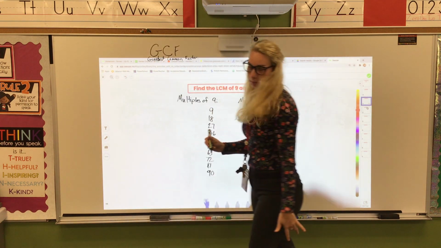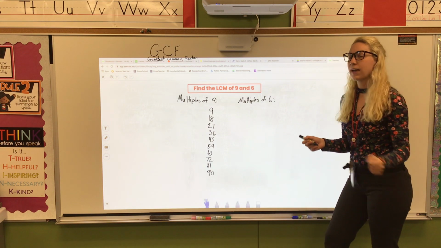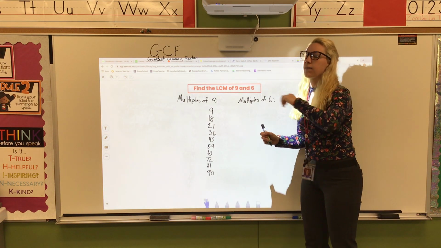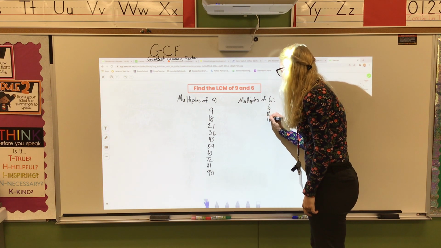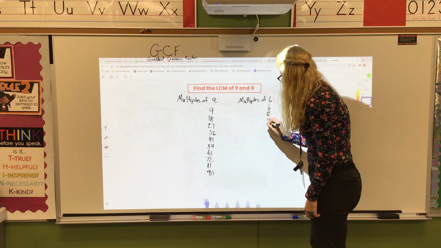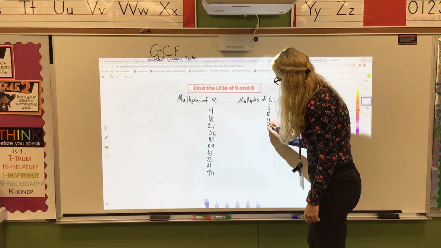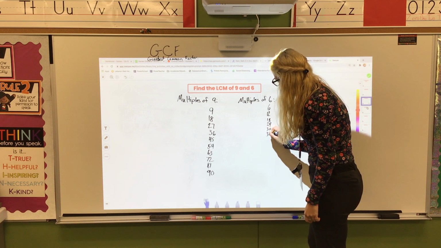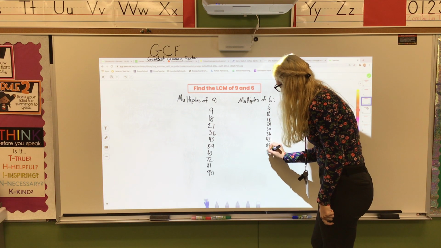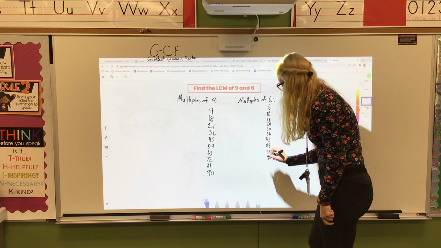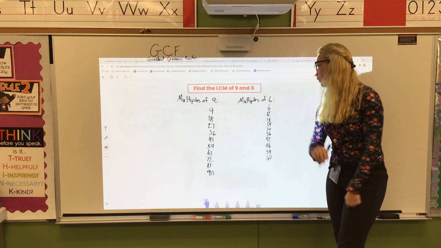My 6s, because again, I know my multiplication facts, this goes really quickly. If you don't know your multiplication facts, practice them. 6, 12, 18, 24, 30, 36, 42, 48, 54, and 60. Those are the first 10 multiples for each of them.